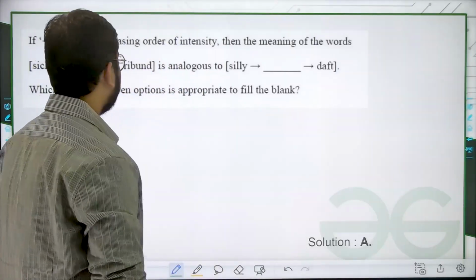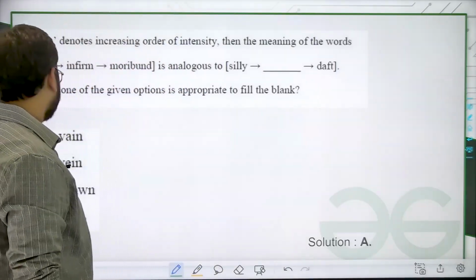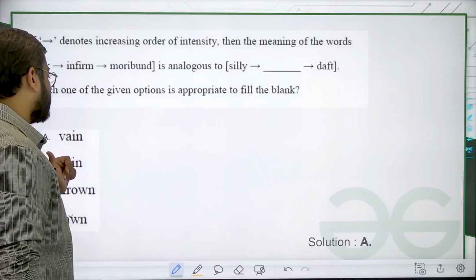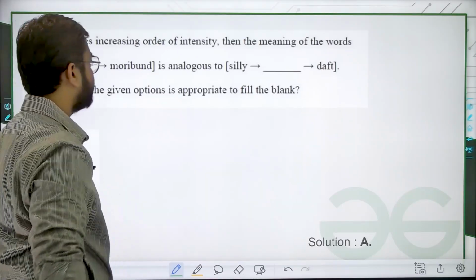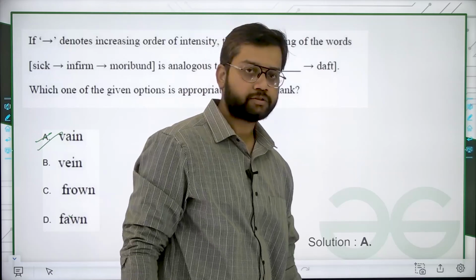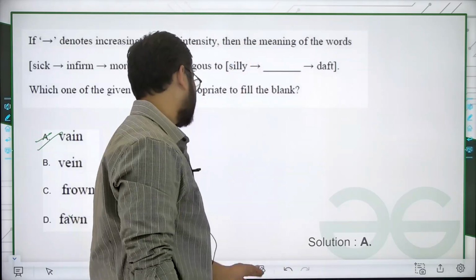Same, silly, then fawn from, that will be not vain, and van, those could be options. So option A, vain. So silly, vain, and draft, this could be the answer for this option. This will be the answer.